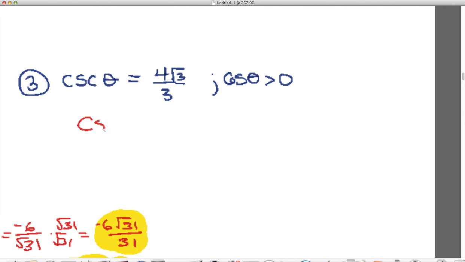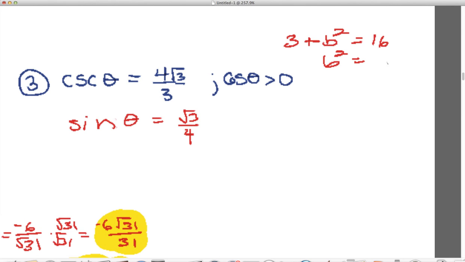So we have cosecant theta. Hopefully you can see that before the rationalization it was 4 over root 3. So when I flip it, it would be root 3 over 4. And then if I flipped it, it wouldn't be cosecant. What would it be? It would be its reciprocal, sine. And then that's my opposite leg, that's my adjacent leg. So if I do the Pythagorean theorem, that would be 3 plus b squared equals 16. B squared equals 13. B equals plus or minus root 13.